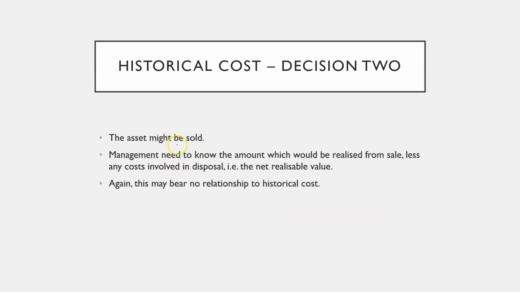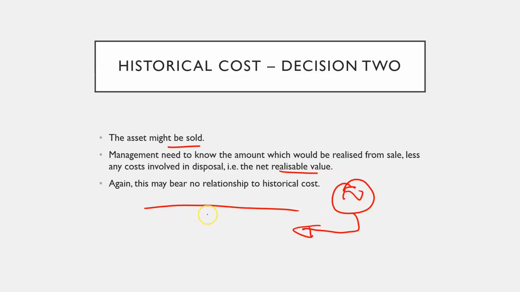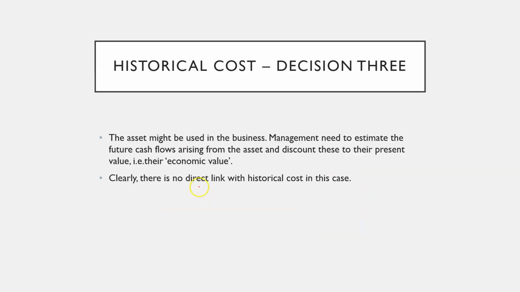Sometimes the asset might be sold, and the historical cost has absolutely no relationship to the fair value, the net realizable value. That's possible because there might be some impairment, and assets are unique to different organizations. So the fair value might not look anything like the historical cost, as in historical less depreciation. So we're struggling with historical cost here.